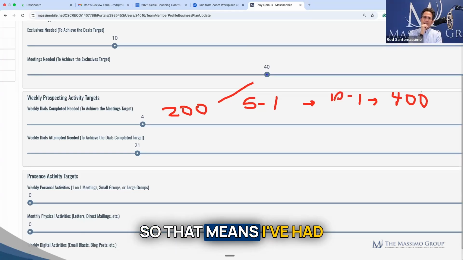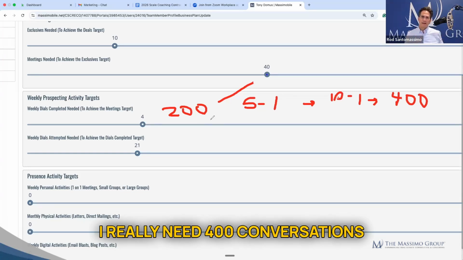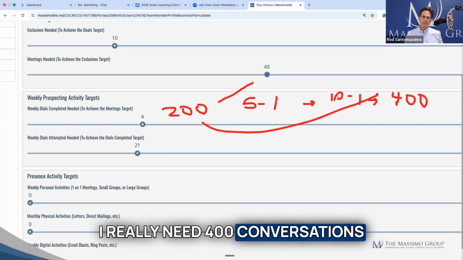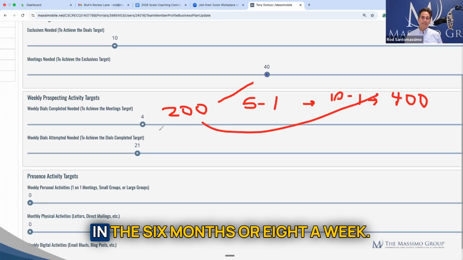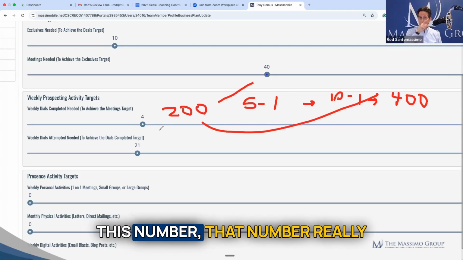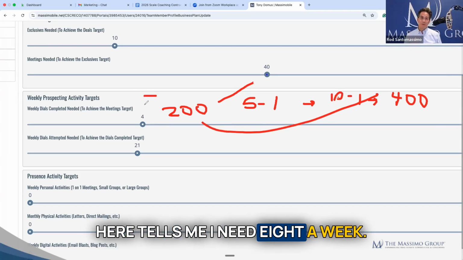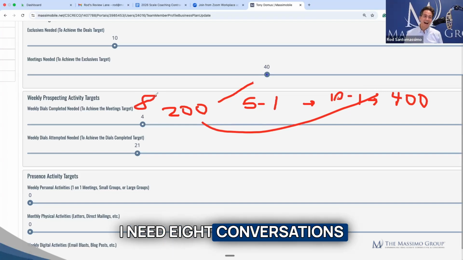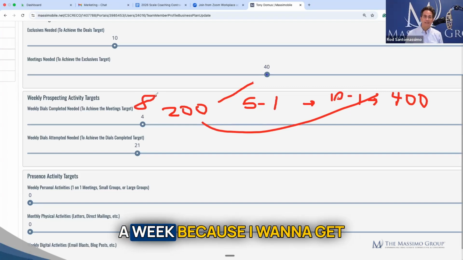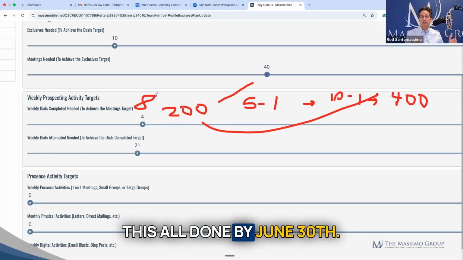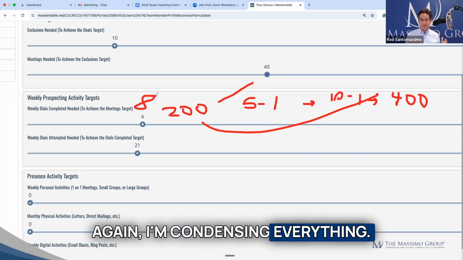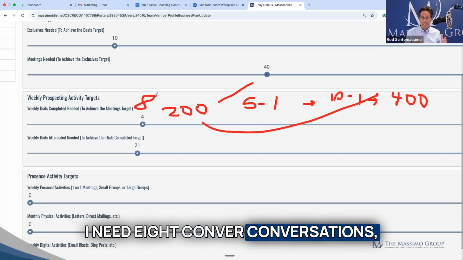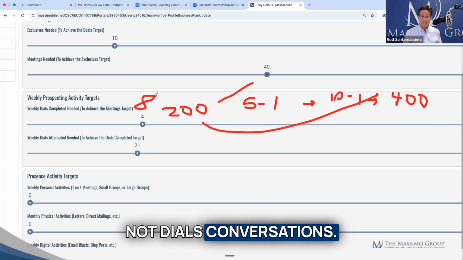So that means if I condense it to 6 months, I really need 400 conversations, or 8 a week. This number really tells me I need 8 conversations a week because I want to get this all done by June 30th. Again, I'm condensing everything. I need 8 conversations, not dials, conversations.